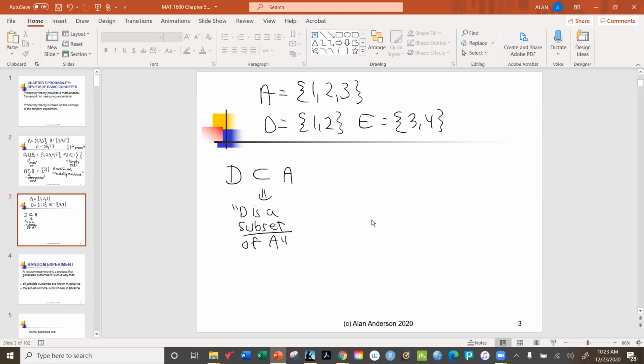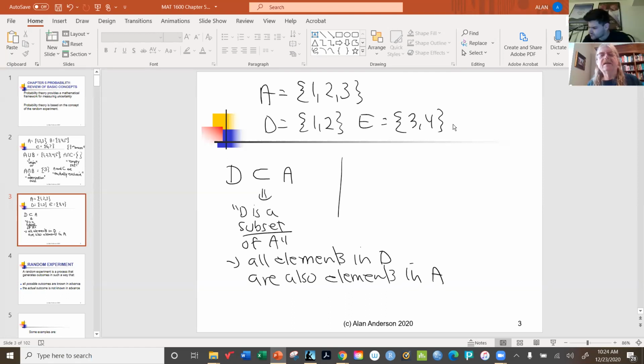Because all elements in D are also elements in A. So in other words, you can think of it as D being completely contained within A. In fact, watch this cool diagram I'm about to show you. And if you don't remember this, I'm going to have to wonder if you were paying attention in middle school. Watch this.